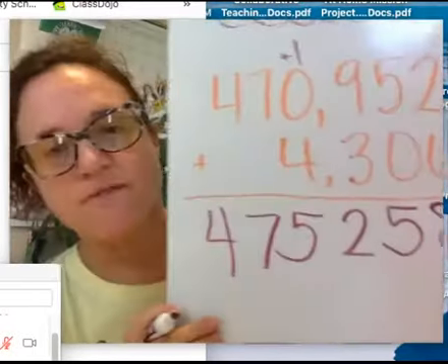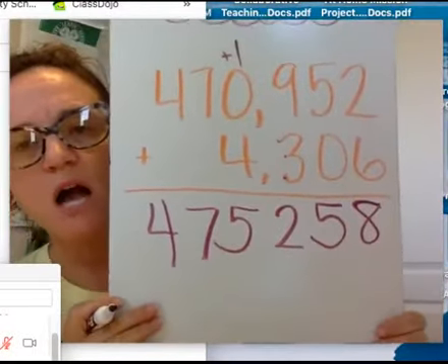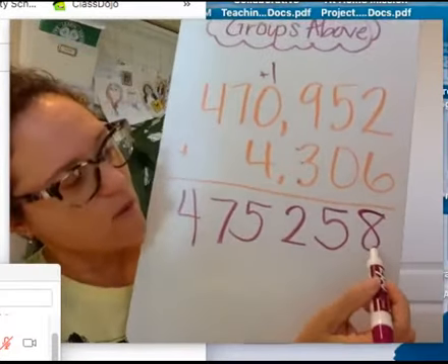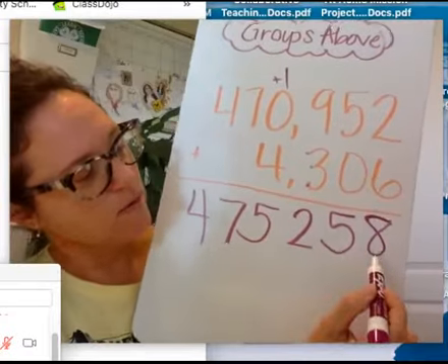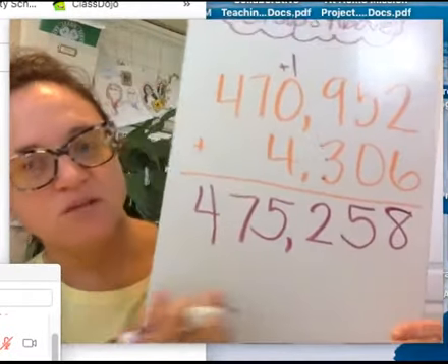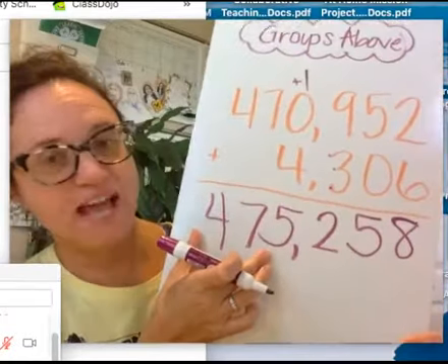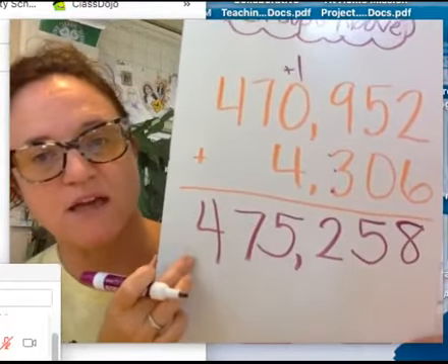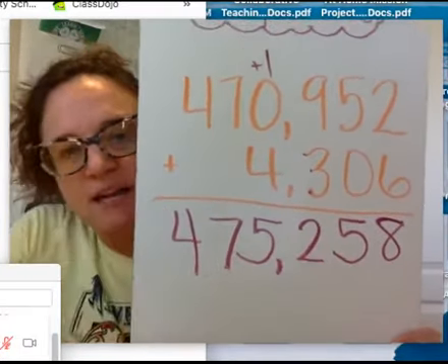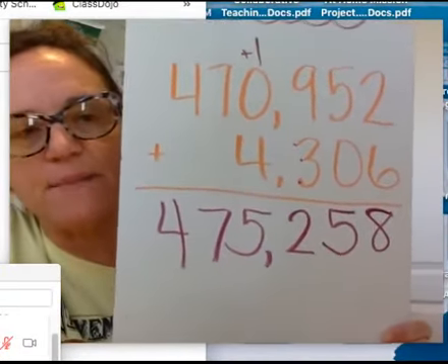Okay, and then if I'm ever unsure where to put my comma, I can always remember, Valentina, that I've got 1, 2, 3, right? Ones, tens, hundreds, and then a comma. So I'm going to do 1, 2, 3, comma. And if I had more digits, I would do 1, 2, 3, and another comma. Nice job, Delaney.